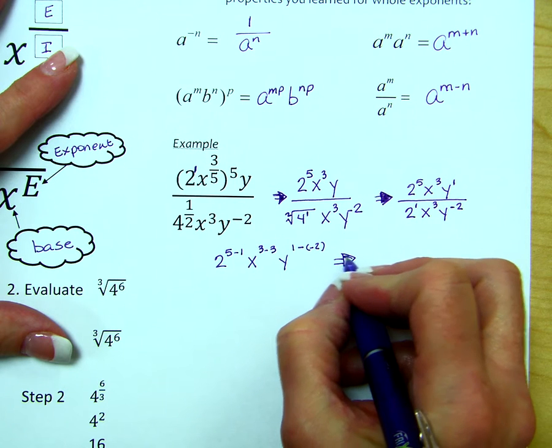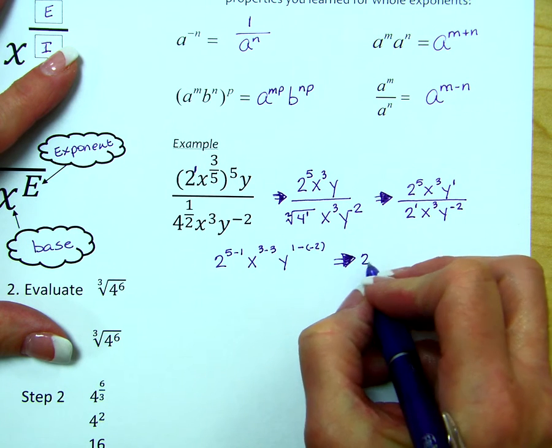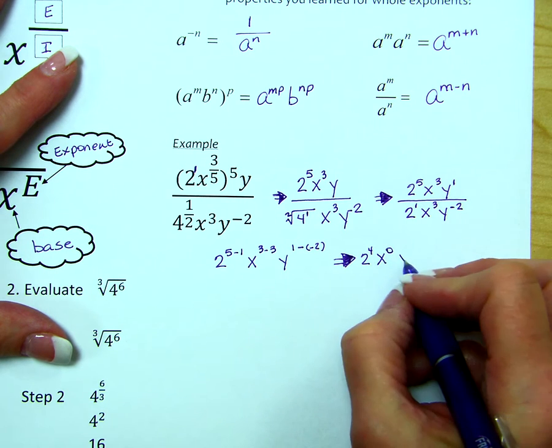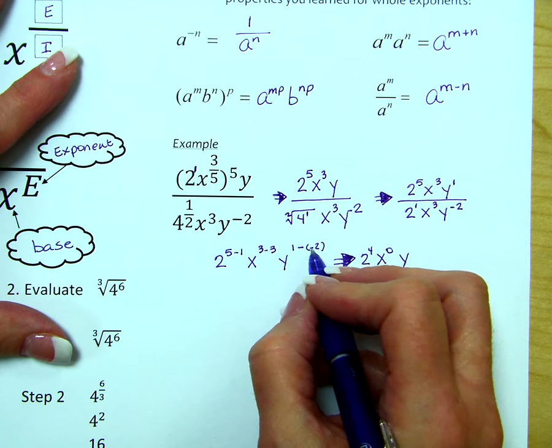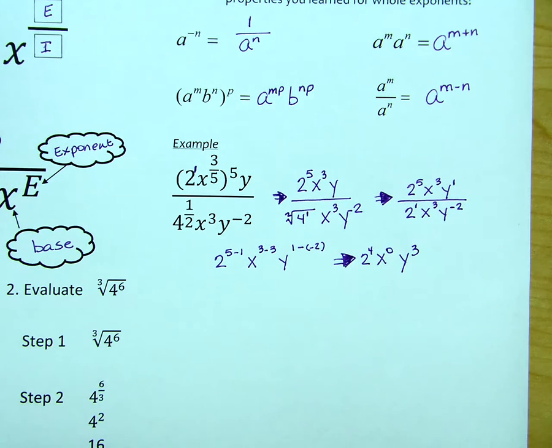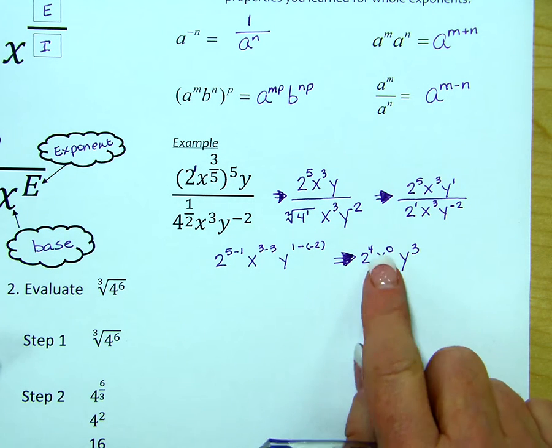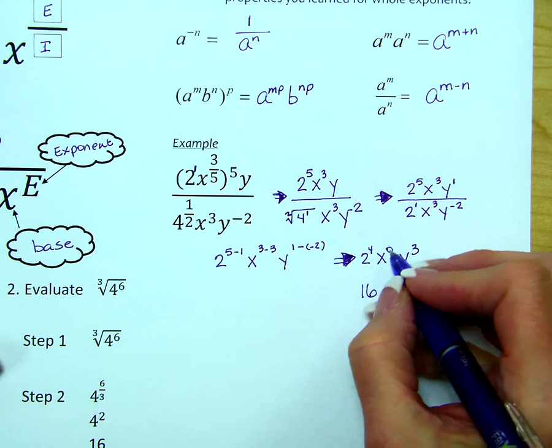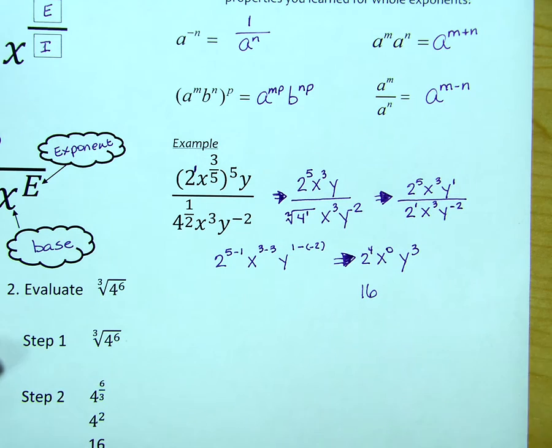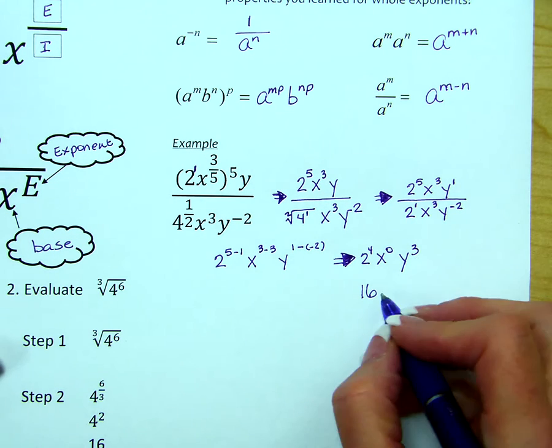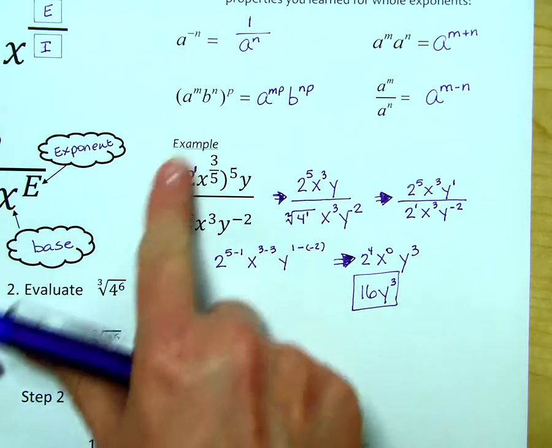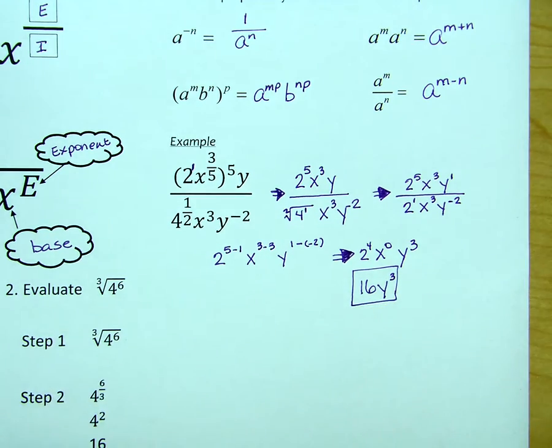5 minus 1 is 4, so I'm going to end up with 2 to the 4th power. My x is going to be raised to the 0 power, and this y, 1 take away a negative 2 gives me a positive 3. I have one more step to get my final answer. I have 2 to the 4th power, so 2 raised to the 4th power is 16. X to the 0 is 1, and 1 times 16 would just be 16. And then y to the 3rd power. So all of this right here that looked so bad and nasty is simply 16 times y to the 3rd power.